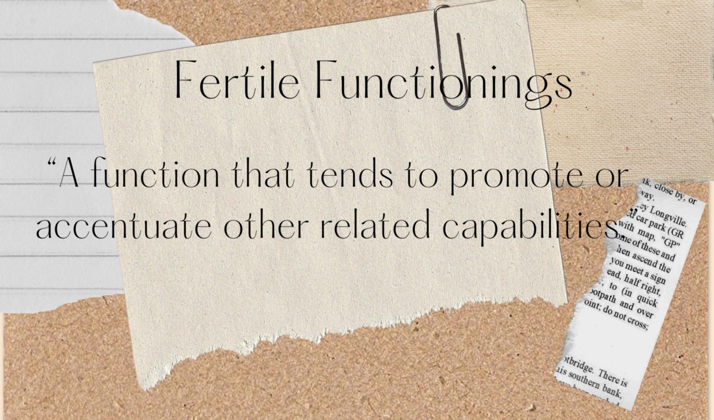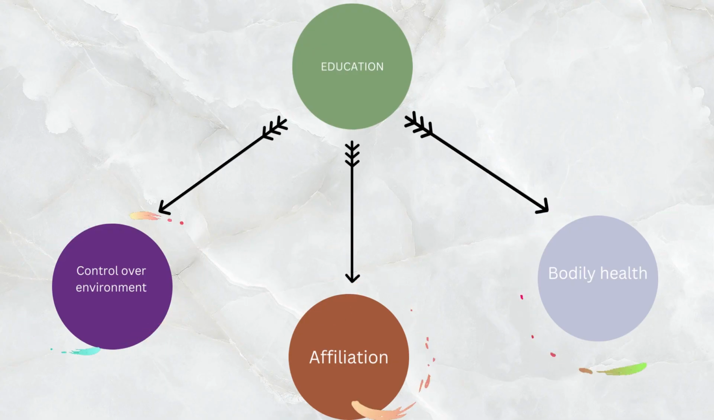Within these capabilities, Nussbaum also mentions that there are two types of functionings. Fertile functioning, a function that tends to promote or accentuate other related capabilities. An example of this would be how education, sense, imagination, and thought plays a fertile role and opens up several opportunities to meet other capabilities, such as bodily health, affiliation, and control over environment.